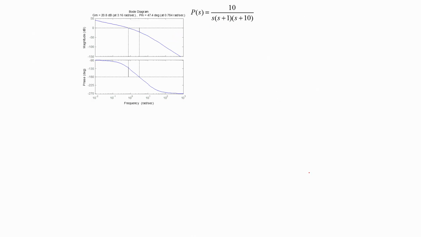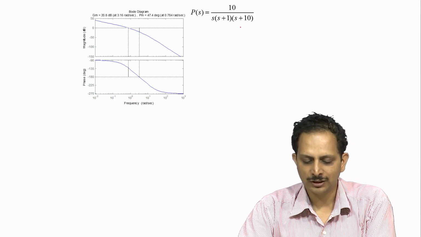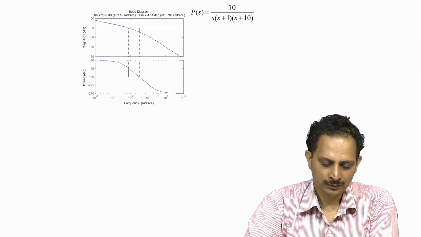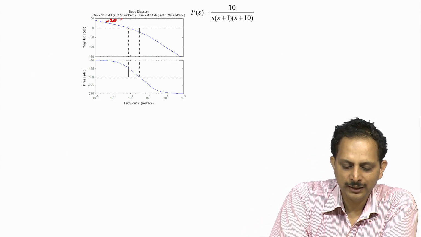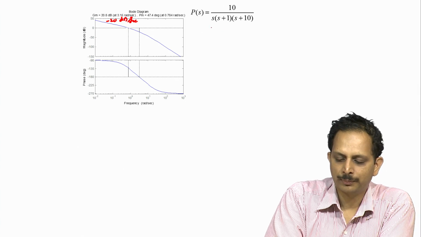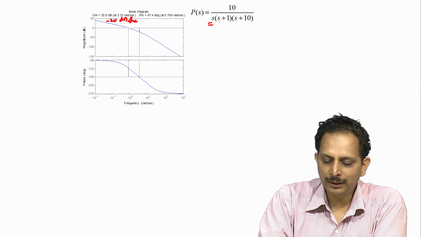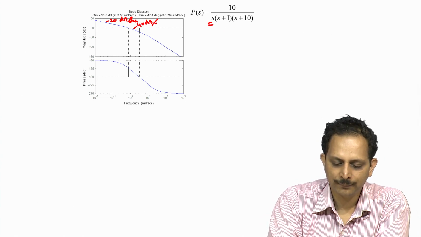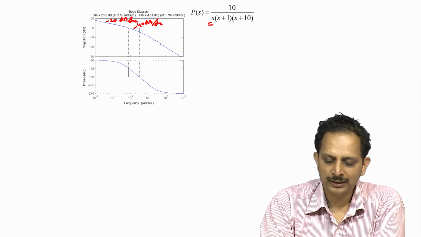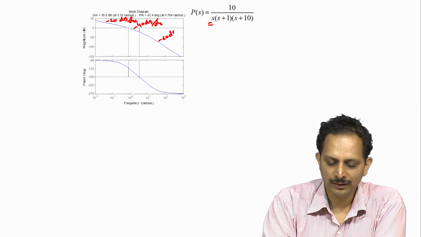If you were to now consider another transfer function, in this case a third order system, P of s is equal to 10 by s times s plus 1 times s plus 10, we see that we have two corner frequencies, namely s is equal to 1 and s is equal to 10. So initially the magnitude characteristic rolls off at minus 20 dB per decade on account of the presence of the integrator, and in between 1 and 10 radian per second the roll off is minus 40 dB per decade, and beyond 10 radian per second the roll off is minus 60 dB per decade.